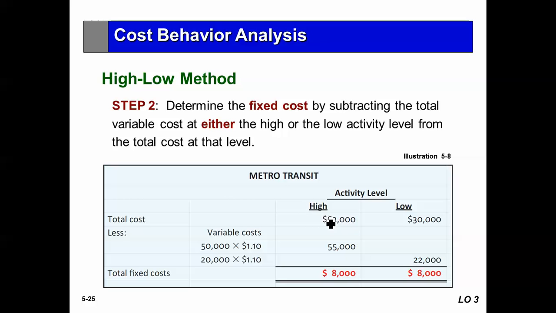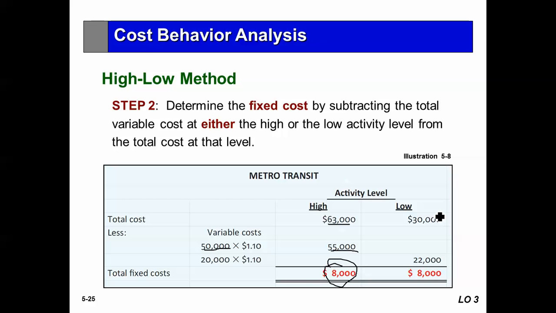Now, to figure out the fixed portion, we say, okay, look. At the high level, we know the total costs were 63,000. Well, if the total costs are 63,000 and the number of miles that we drove was 50,000, then the variable cost would have been 50,000 times 1.10, which is 55,000. So 55,000 of that 63,000 is the variable cost. Therefore, the fixed has to be 8,000.